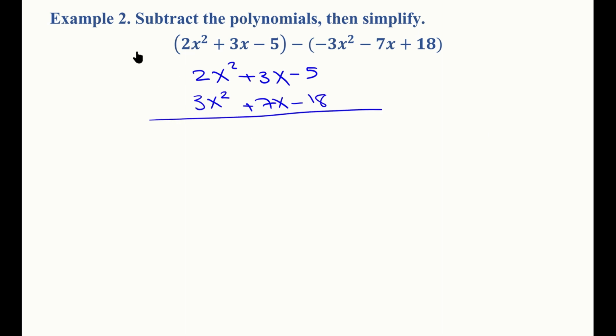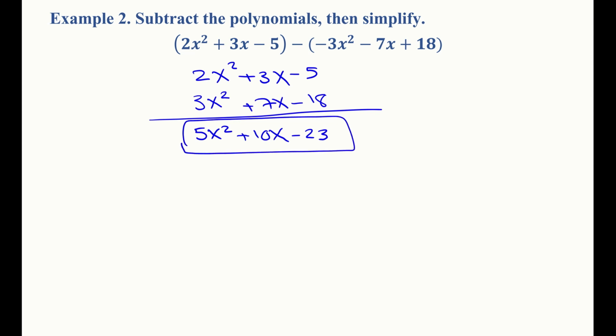Now we just combine those. So 2 and 3 gives us 5x squared. Remember, the subtraction has already been handled, so now we're just combining these. So 3 and 7 gives us 10, so plus 10x. -5 and -18 give us -23. So there we have handled the subtraction, as well as combined the like terms to simplify the final result.